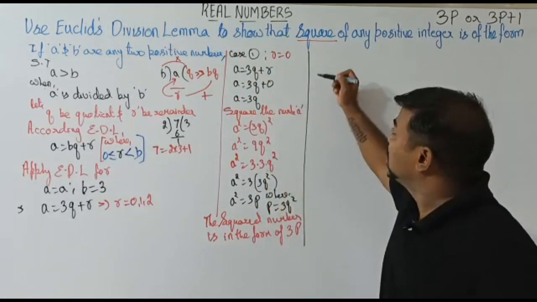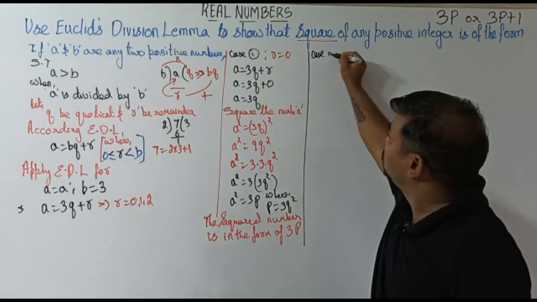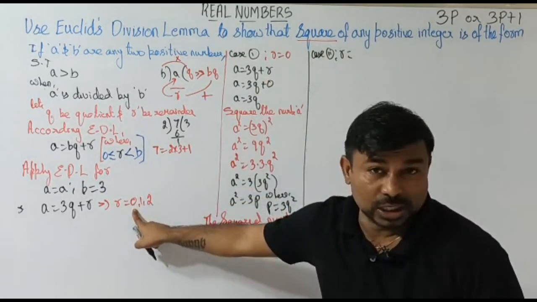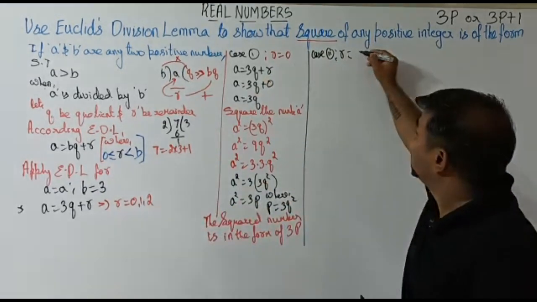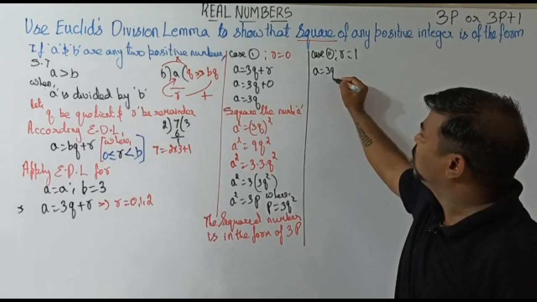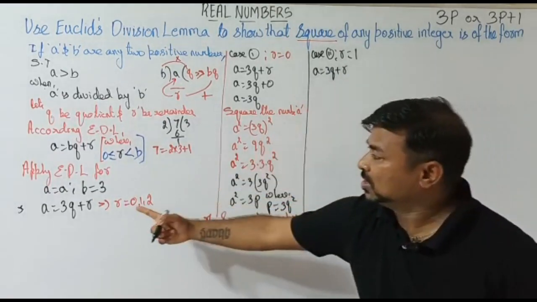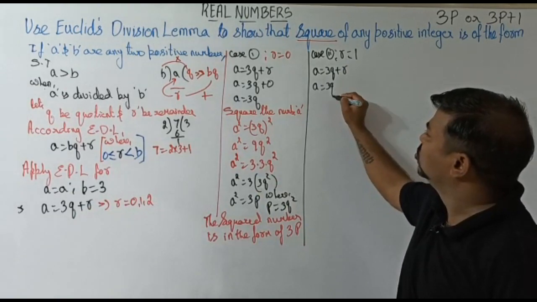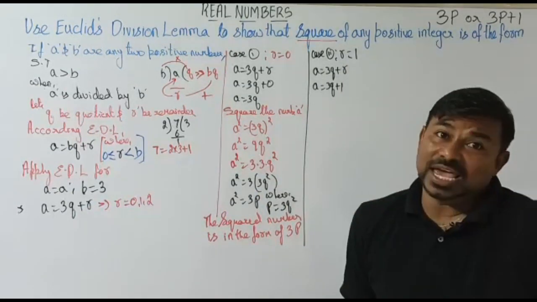Now let's get back to case 2. What is r? Here, the first one, r is equal to 0. The next one, r is equal to 1. Let us plug in 1 in place of r. So a is equal to 3q plus r is the given question. a is equal to 3q plus 1. In the place of r, let us substitute 1. Okay, a is the number.